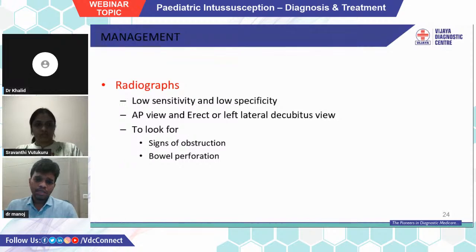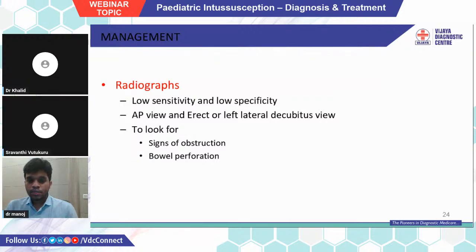Radiographs can be done, but they have low sensitivity and specificity. And if they are done, an AP view and an erect or lateral decubitus view can be taken. They are done basically to look for signs of obstruction and bowel perforation.